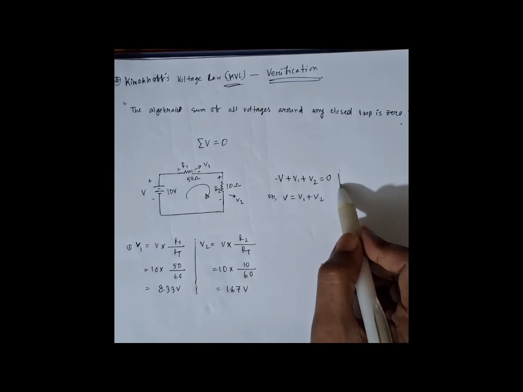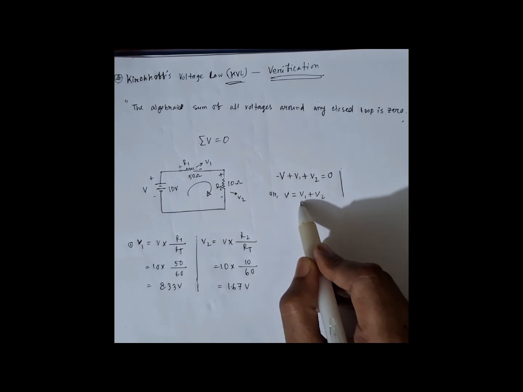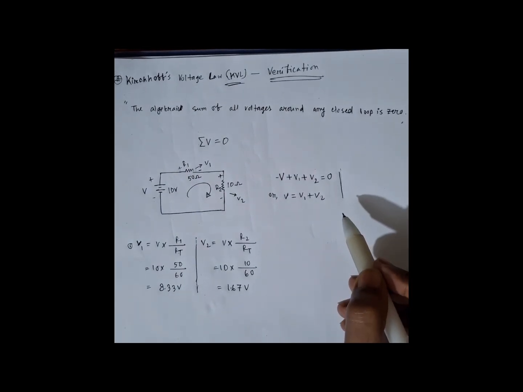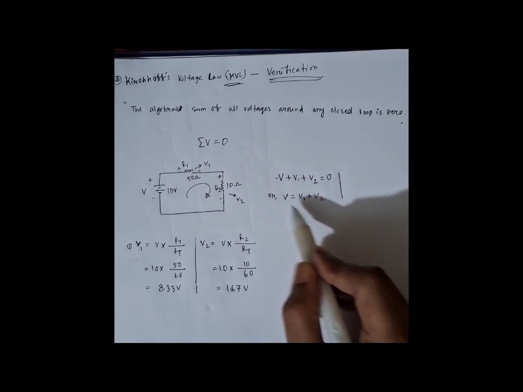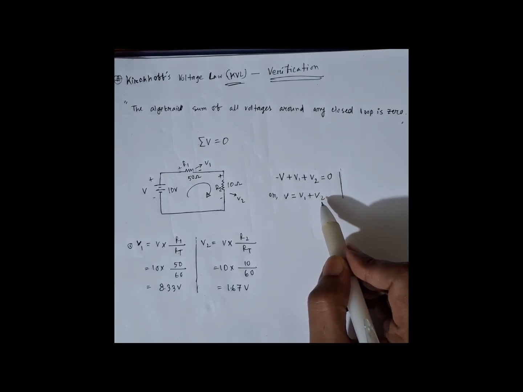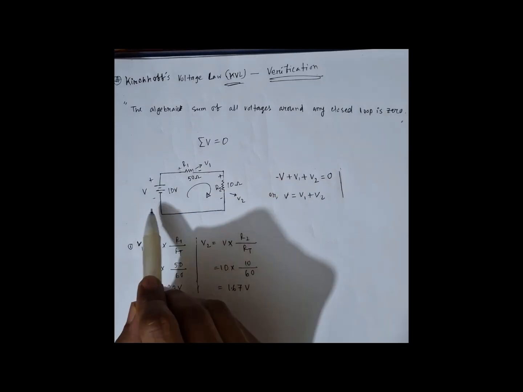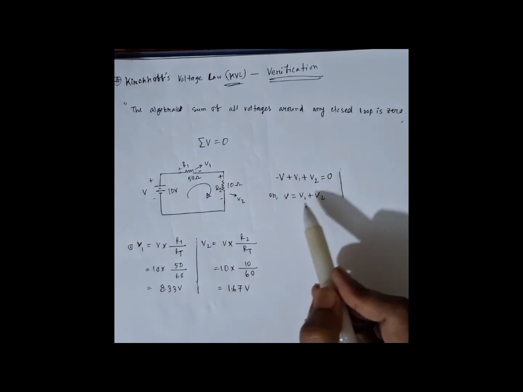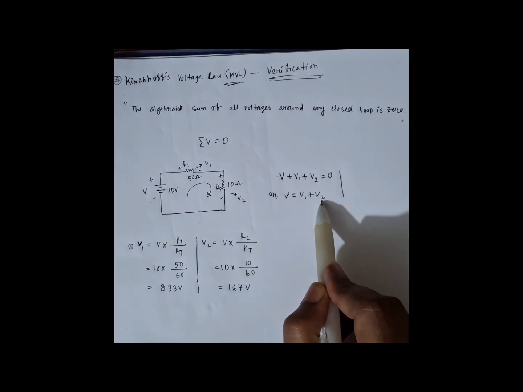So we can write minus V plus V1 plus V2 equals 0, and from that we can write V equals V1 plus V2. We can also say from this mathematical equation that in KVL the voltage rise equals the voltage drops, because this is the only voltage rise, or supply, in this circuit and these are the voltage drops. So we see V equals V1 plus V2: the supplied voltage equals the voltage drops.